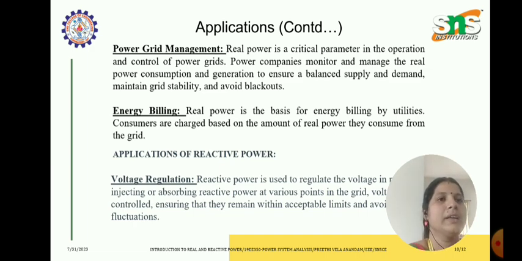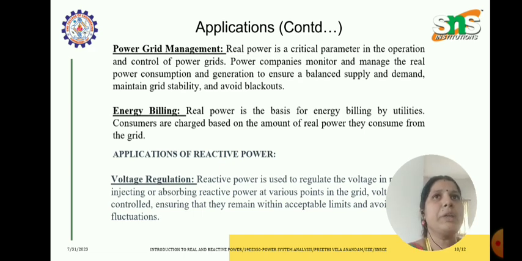The power generation is equal to supply plus demand. So, we can maintain the grid stability and avoid blackouts. Blackouts means what? Voltage collapse. And energy billing: real power is the basis for energy billing by utilities. We are consumers, am I right? The consumers are charged based upon the amount of real power that we are consuming from the grid.